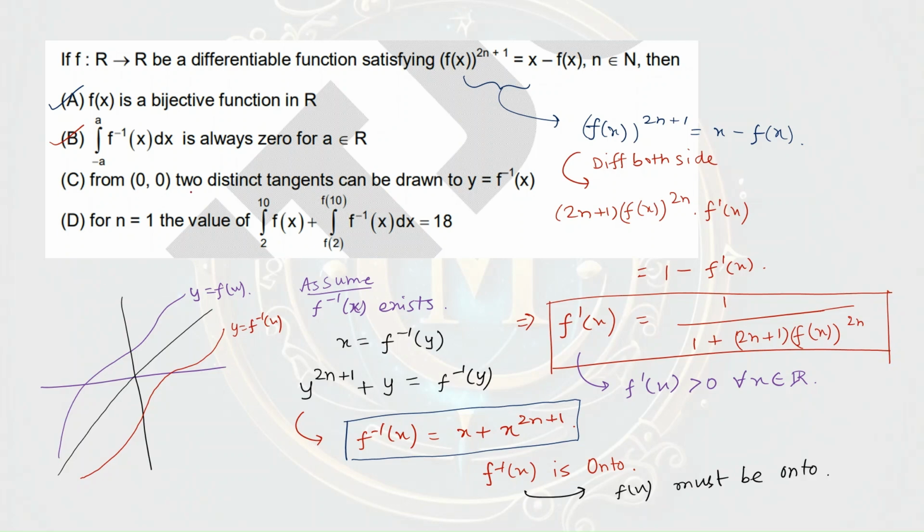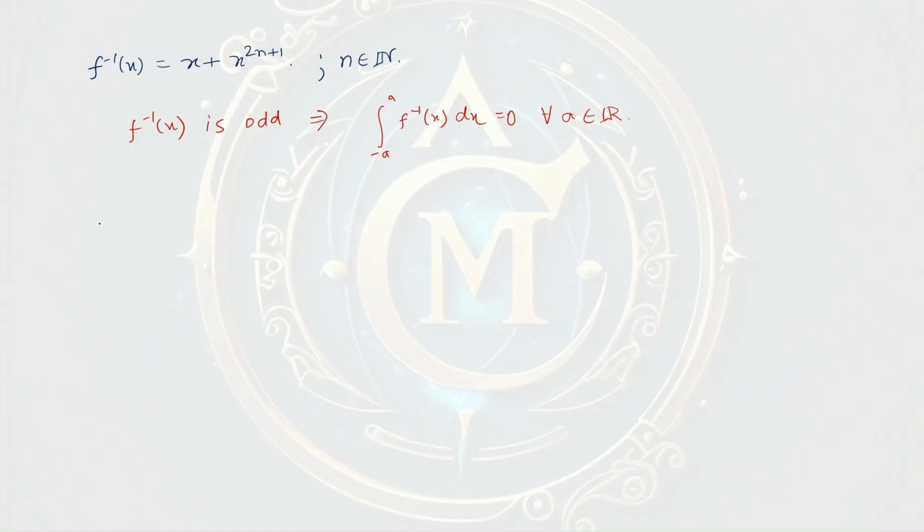Now let us check the third statement. From the origin, two distinct tangents can be drawn to y equal to f inverse x. So for the third statement, we check f inverse x, which is this. Let us draw a rough graph. This is the point (0, 0), and let us say this is the curve y equal to f inverse of x.